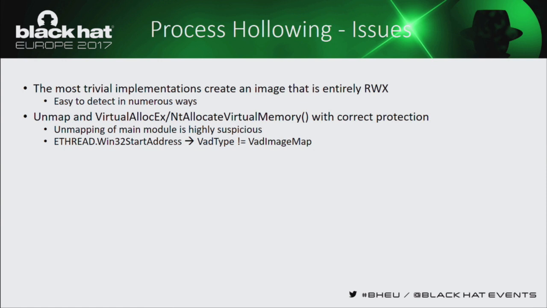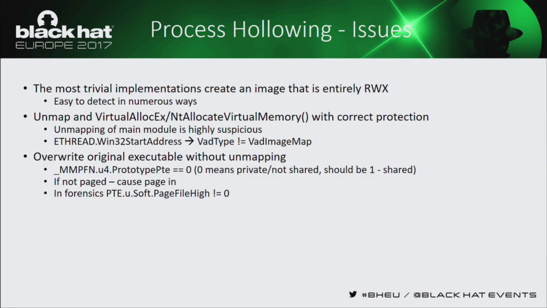In which case, first of all, the unmapping of the main executable is highly suspicious. And also what we need to understand is that for every address in a process in Windows, we have something called the virtual address descriptor, which is a structure that describes the properties of that address. The start address of the thread is going to have an image map property, or an image map type, when it's first loaded legitimately. But once the threat actor reallocates the memory by unmapping the main module, the type is going to change, and so we can detect that. Let's say the attackers get even more creative and they decide to, for example, overwrite the original executable without unmapping it, realizing that this change will not be reflected in the virtual address descriptor. So in this case, we need to understand how Windows works when mapping images.